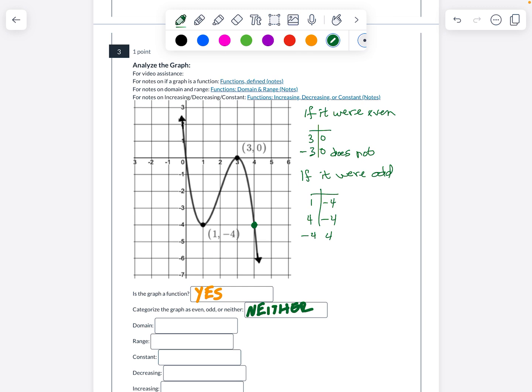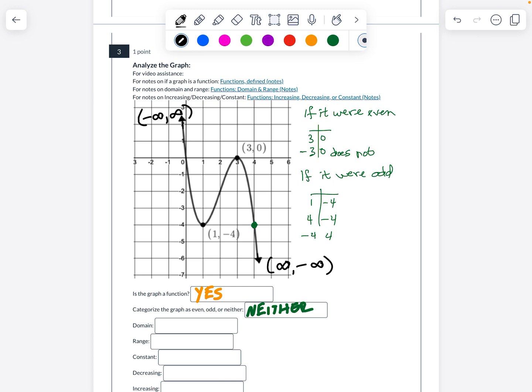Okay, the domain. Whoops, we want a different color. If we put arrowheads, oh, there already are arrowheads. I don't have to put them. This arrowhead is going forever to the left and forever up. This arrowhead is going forever to the right and forever down.